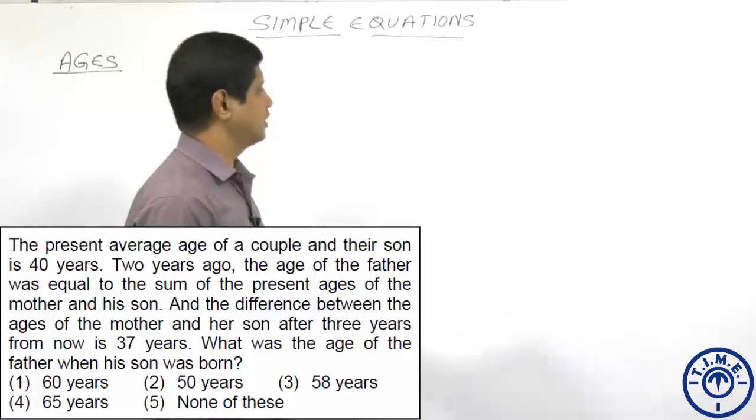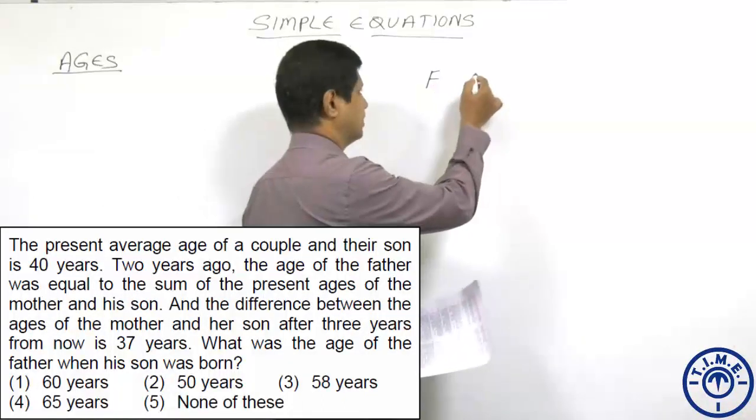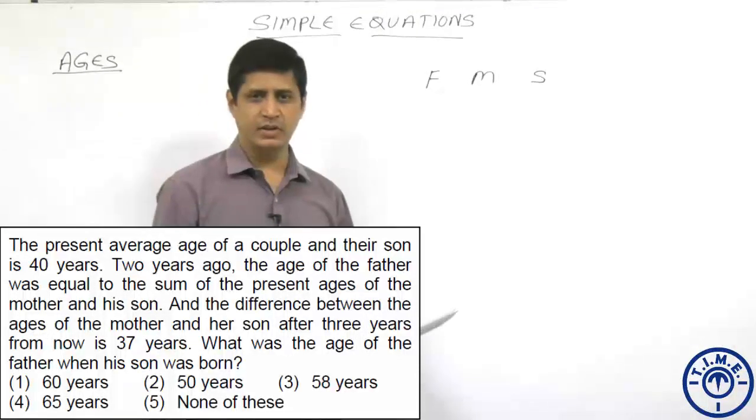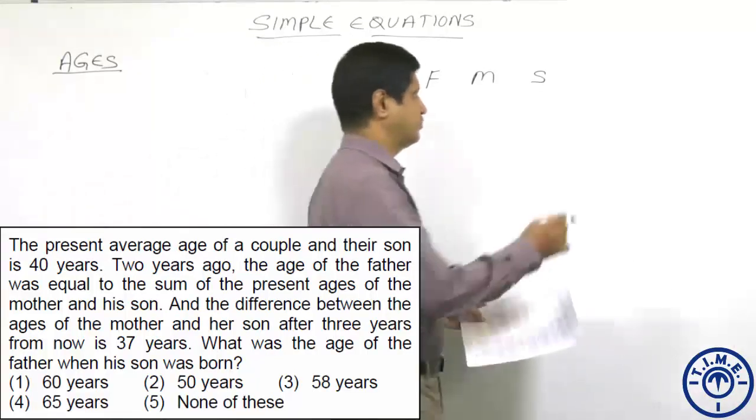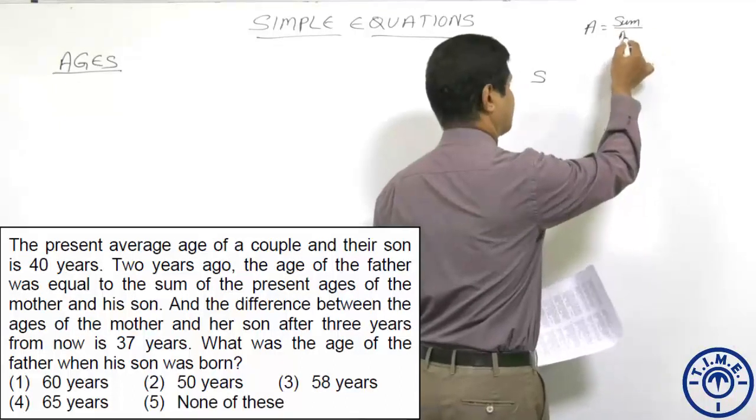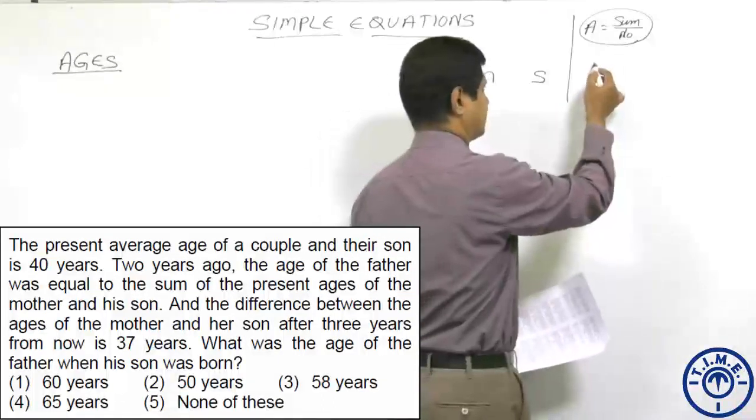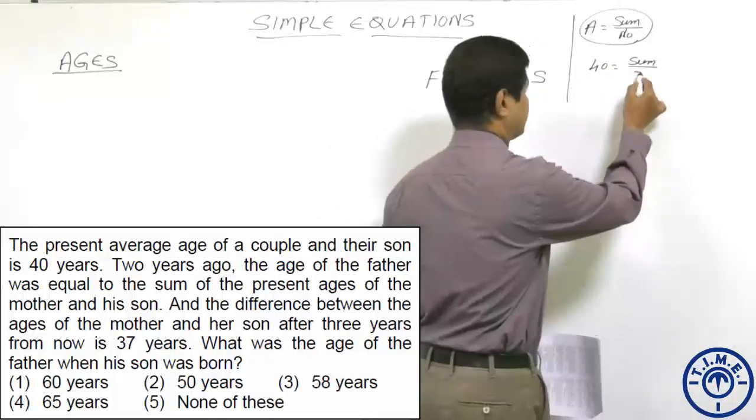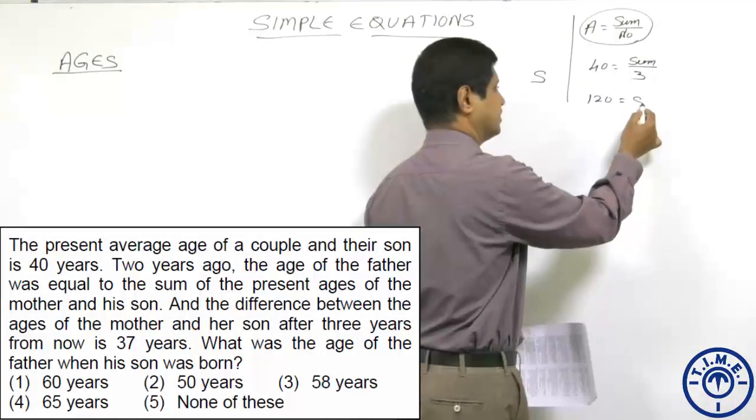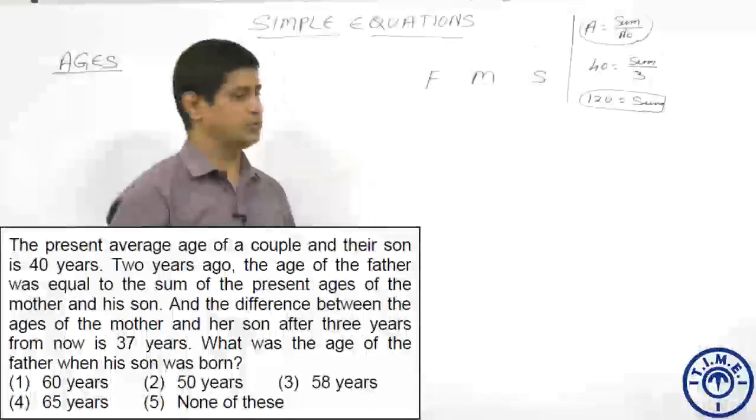Now, a family consists of three members: father, mother and a son. Father I am taking F, mother M, son S. Now, what was the average? Average is 40 years. Average is equal to the sum of the observations by the number of observations. So the average is 40, the number is 3. Sum is equal to 3 into 40, 120 is the sum of their ages.